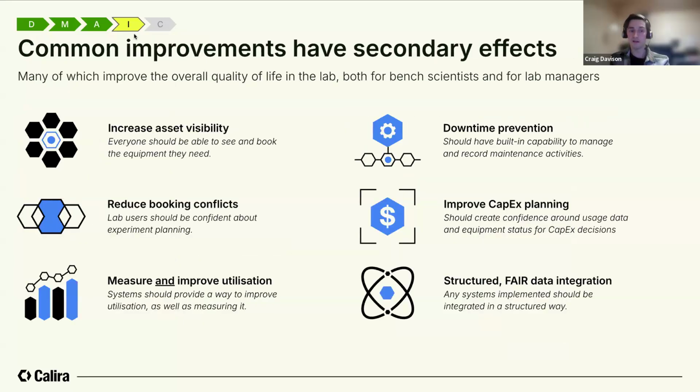One thing we see consistently at Calira is that utilization improvements have positive knock-on side effects. Visibility improves, which reduces friction. Downtime becomes more predictable. Booking conflicts decrease. CapEx planning becomes evidence-based rather than reactive. You now automatically track utilization and end up with FAIR, structured, AI-ready data. And you can action that data to ultimately improve utilization. So utilization is now no longer vague. It is reliable data that you can manage.